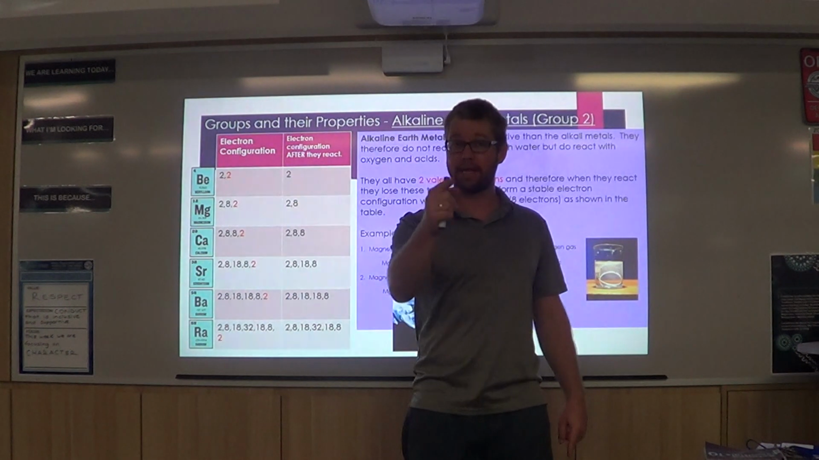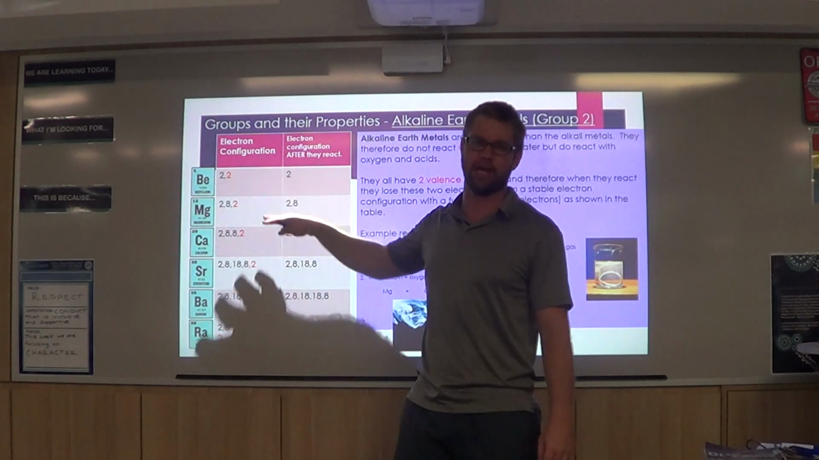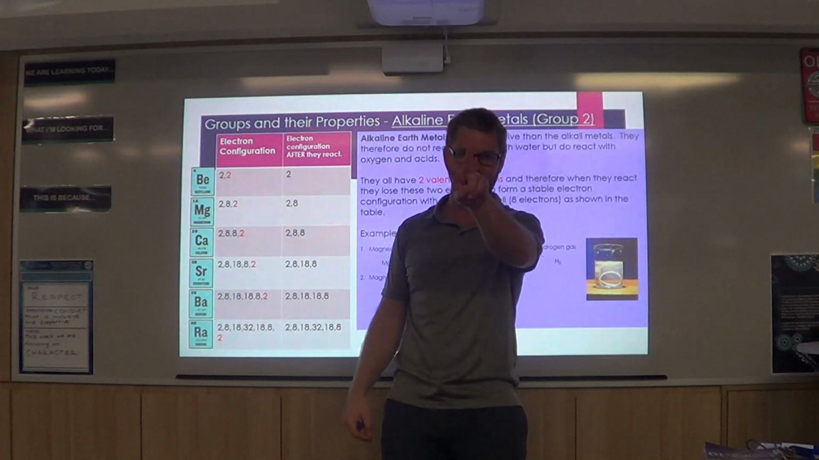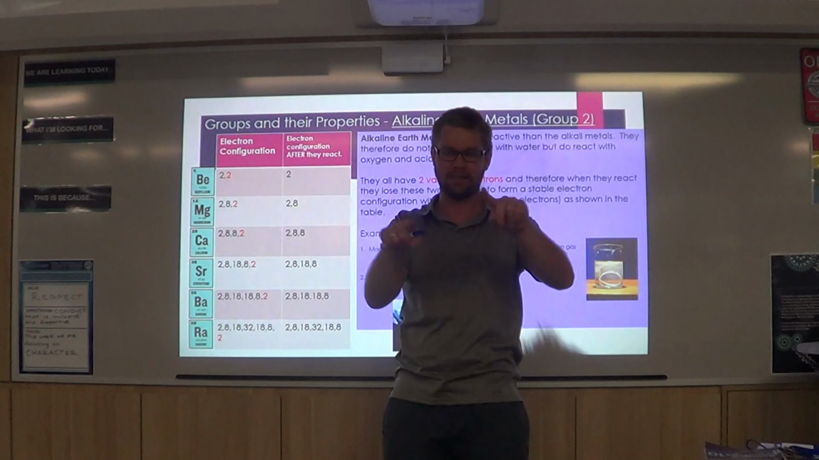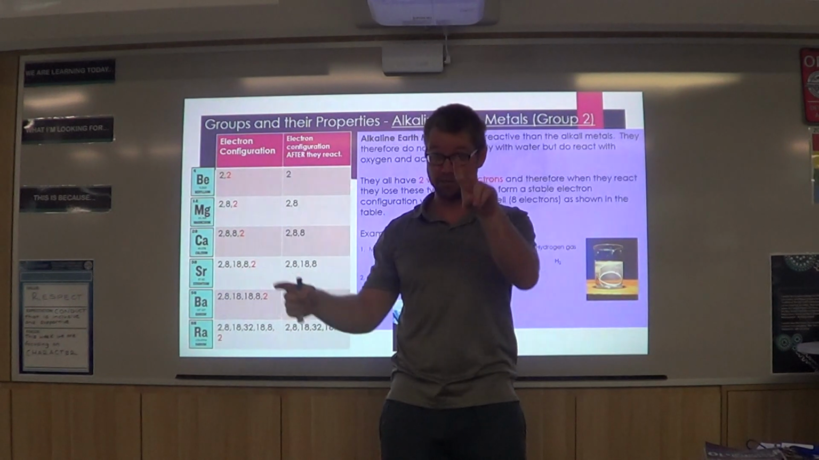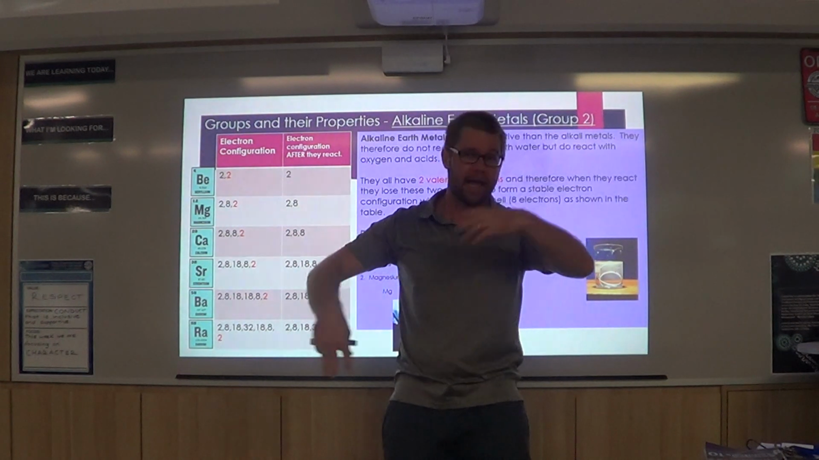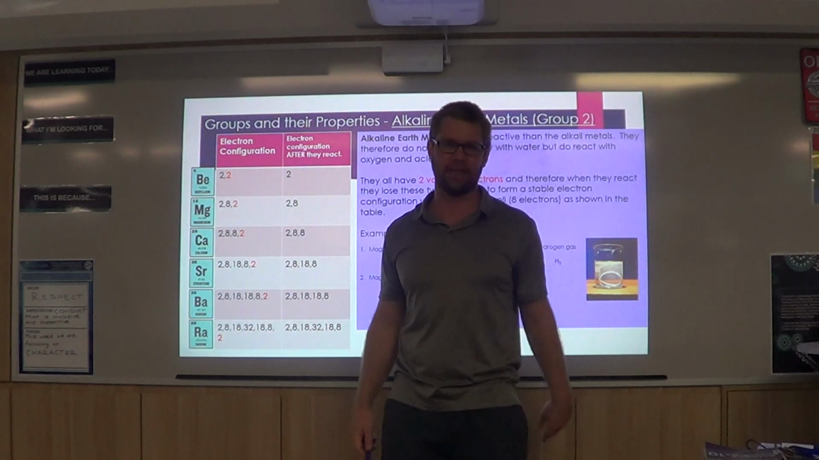Now remember, they want to be like the rock stars. They want to be like the noble gases. They want to have full outer shells. They don't have full outer shells. They've only got 2 in there. They can fit 8. They only got 2. 2 options. They can get rid of their 2 electrons, give them away, or they can take 6 and collect and have a full outer shell. What are they going to do?